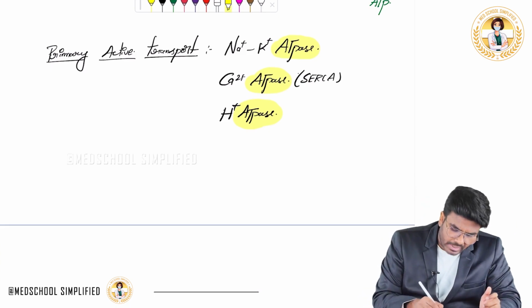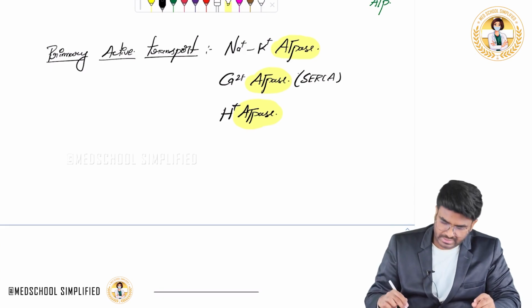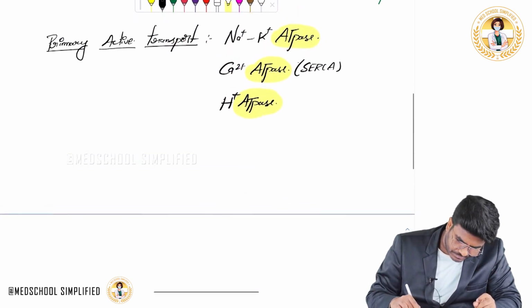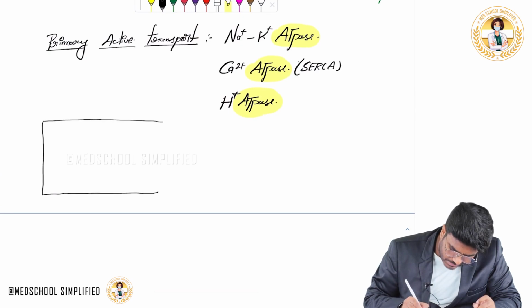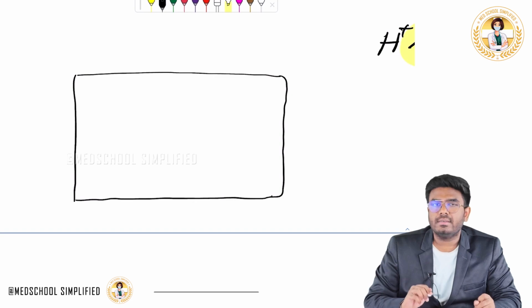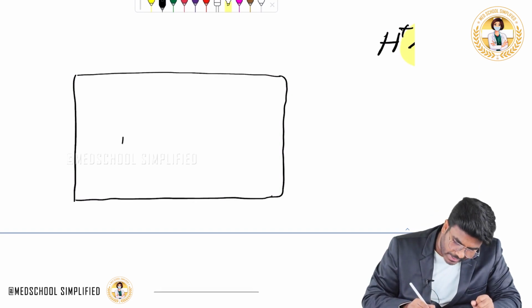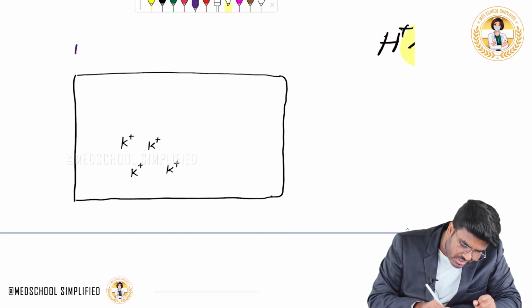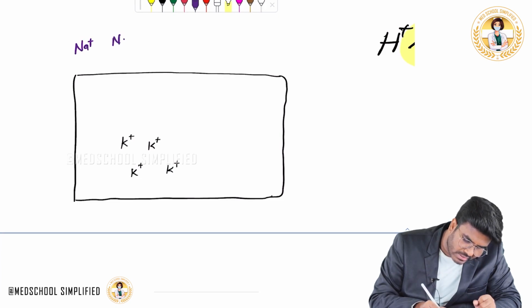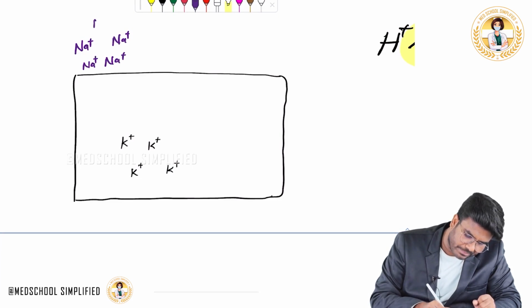For example, let me start with the sodium-potassium ATPase, the most important one. Imagine this is one cell. Example number one I am giving here. Now tell me, inside the cell, which ions are more in concentration? We know cells are bags of potassium. Inside the cell, the potassium concentration is more. Outside the cell, more sodium concentration is there.